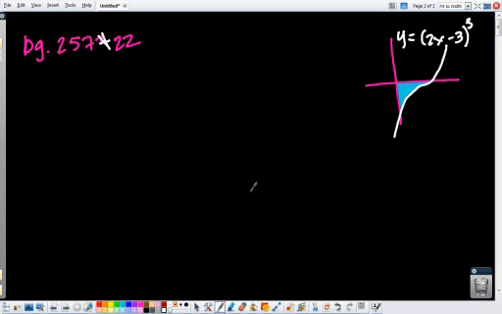Alright, so this is page 257, number 22. They give us this drawing, and they tell us the equation of this curve that I drew very poorly is (2x - 3)^3. And then there's two parts. Part A says, find the x-coordinates of the 2 points on the curve which have a gradient of 6.